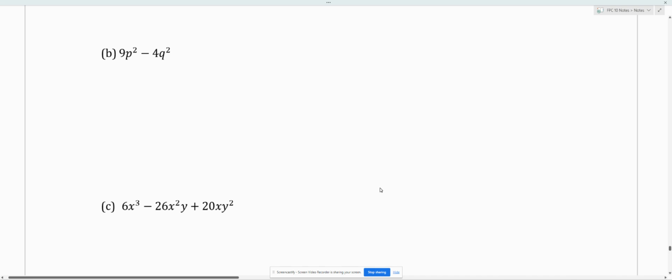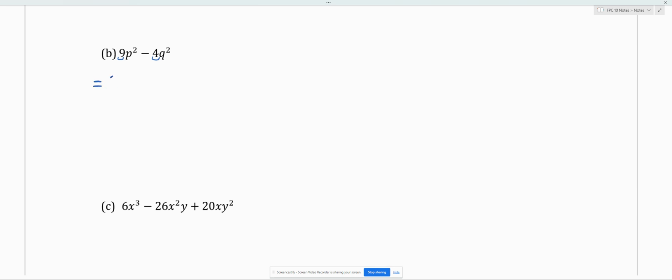So the next one here is 9p squared minus 4q squared. You might look at that and say, well, there's two terms. Is this a difference of squares? Well, the 9 is a perfect square, the 4 is a perfect square, and the p squared and the q squared are, of course, by definition, perfect squares.